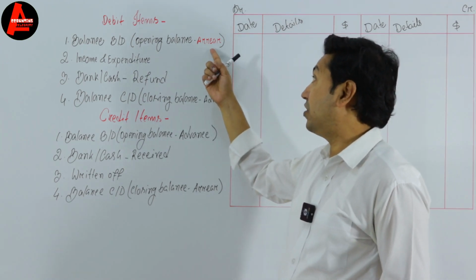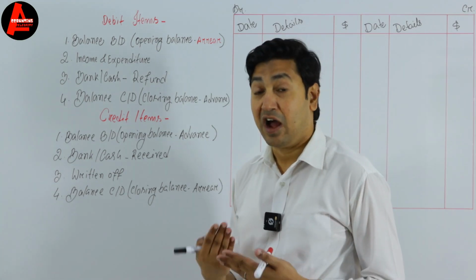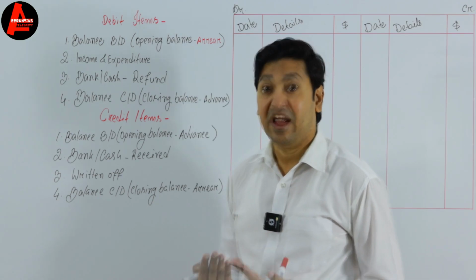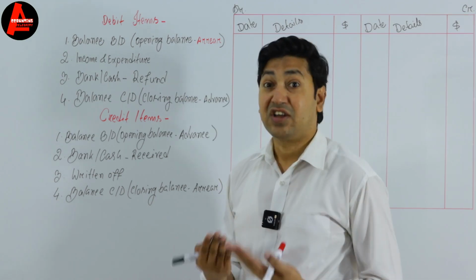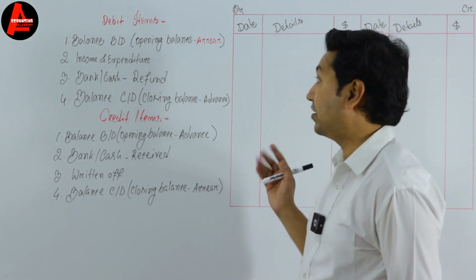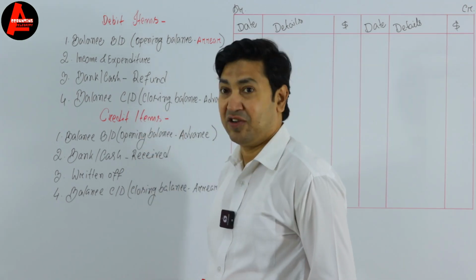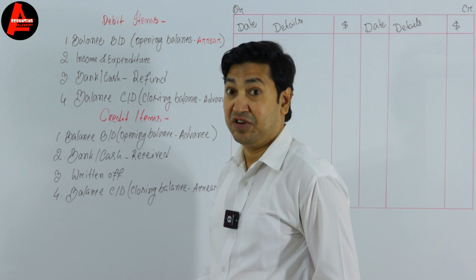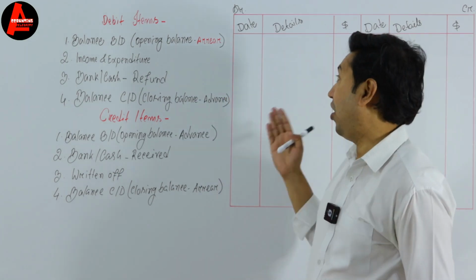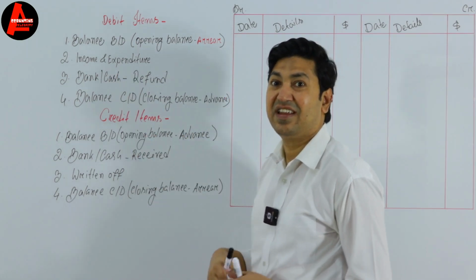So arrears, this word might not be common to you, okay? Sometimes this will be written as outstanding, due, unpaid, owing, accrued. So here these all mean the same, okay? So we need to record it on the debit side. Then here we have income and expenditure account. So here what to record? The current year subscription will appear on the debit side as income and expenditure account.